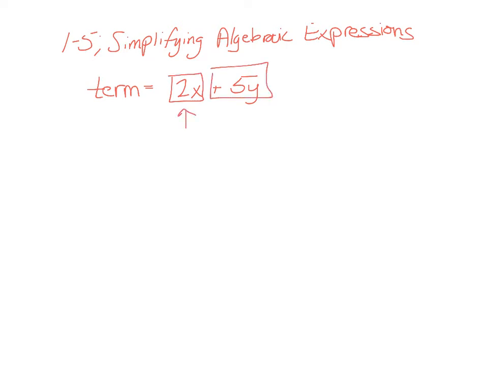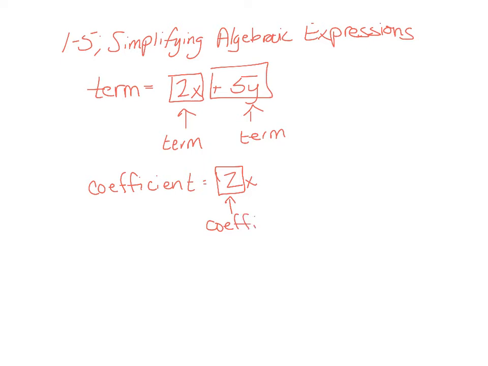So this is a term, and this is a term. This expression has two terms, okay? The coefficient is the number before the term. So this 2 here, this is the coefficient. All right? And then this here, obviously you should know, is the variable.